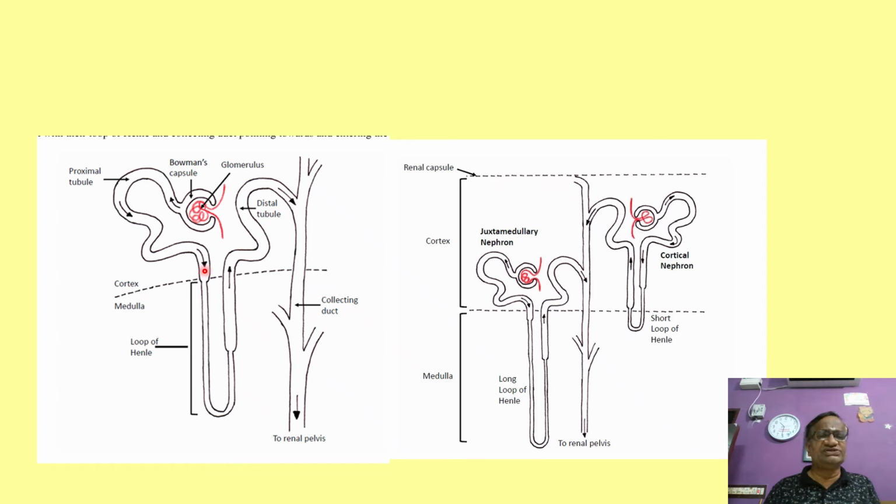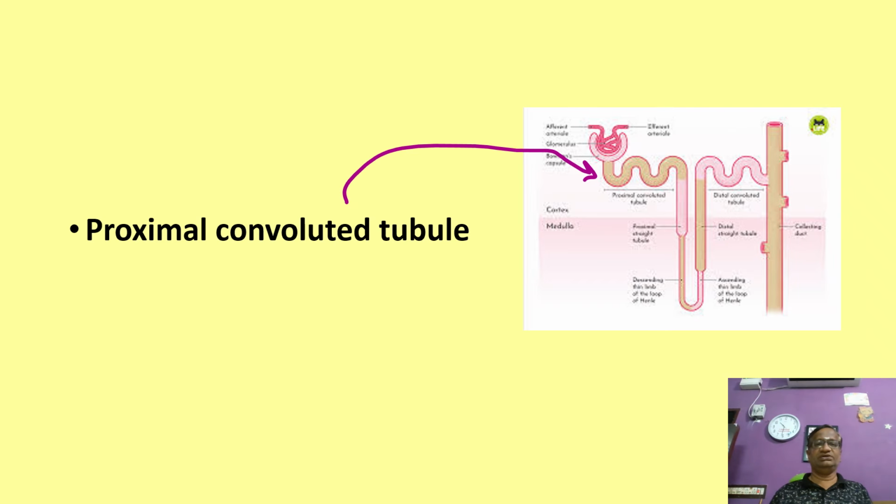Now there is a small difference. This loop of Henle is slightly elongated in the juxtamedullary nephron, whereas the normal nephron is like this. Now you can see the proximal convoluted tubule, the descending limb of the loop of Henle, the ascending limb of the loop of Henle, the distal convoluted tubule, and the collecting duct. You can see here the cortex. The cortex contains mostly the convoluted tubules, and the loop of Henle comes to the medulla. You can see here the medulla.